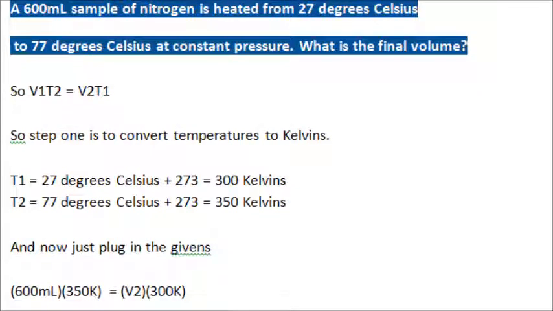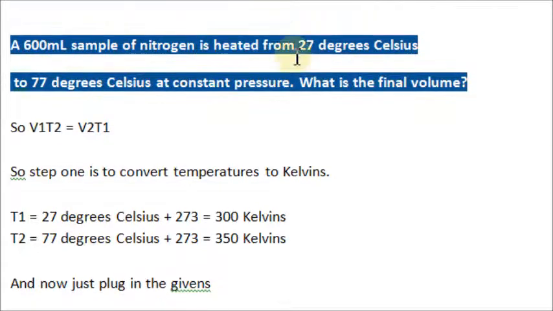So step 1, convert all the temperatures to kelvins. 27 degrees Celsius, you got to make it kelvins. 77 degrees Celsius, got to make it kelvins. So 27 plus 273, 300 kelvins. 77 plus 273, 350 kelvins. And now, just like all other gas law equations, you just plug in what they gave you. What did they give us? They give us volume 1, temperature 1, temperature 2. We're trying to find volume 2. So V1 times T2 equals V2 times T1.